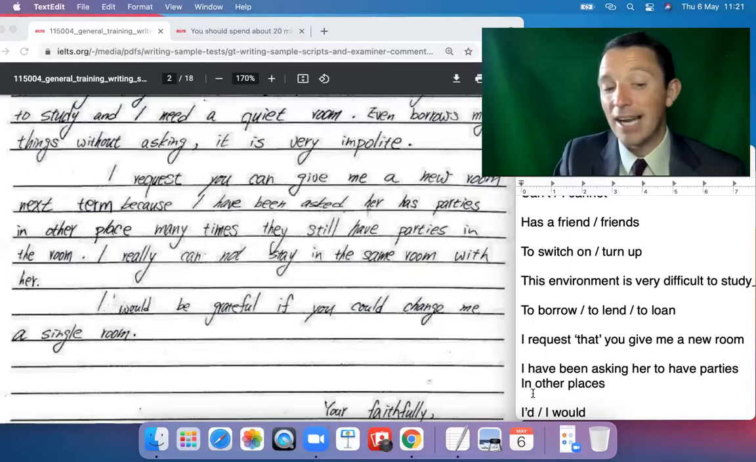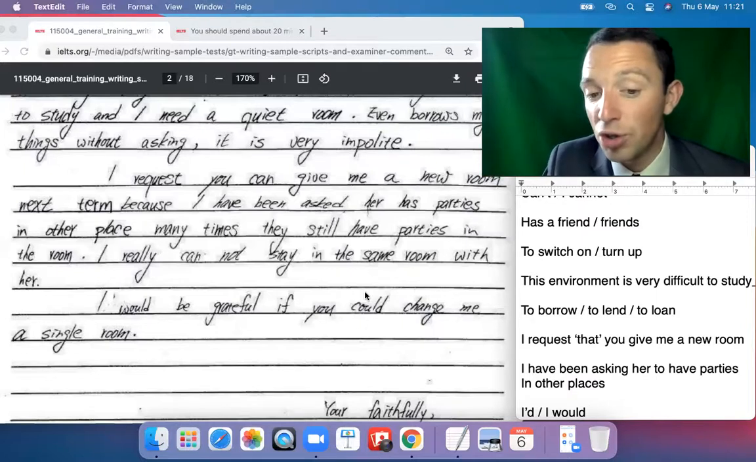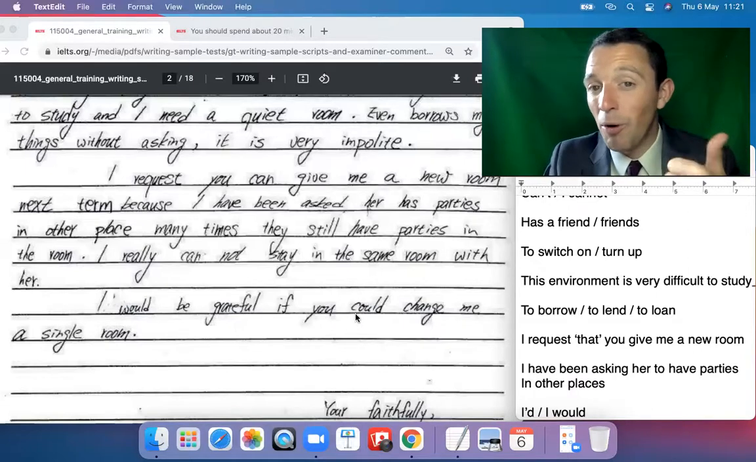So obviously we need to say I would be grateful. Good vocabulary, grateful is good vocabulary. It's like I would appreciate if you could. So again, this is the modal verb. It's more polite. If you could, if you may, if you might. May is maybe more polite. Could is general. Change me the room.